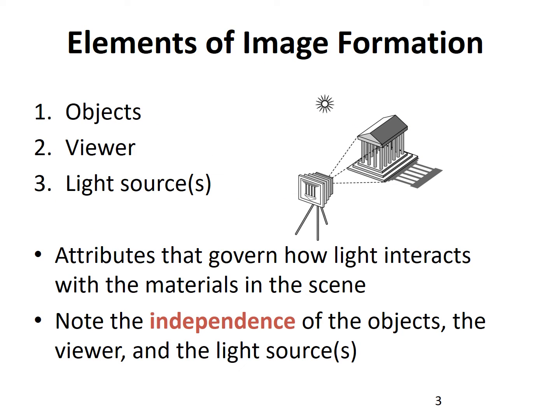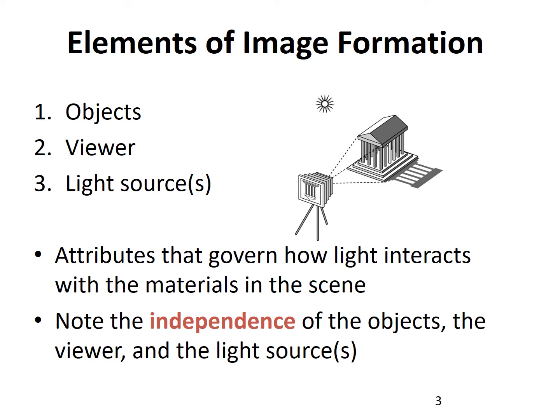There are 3 elements involved in the formation of an image: the objects, the viewer, and light sources. Here we have one object, one light source, and a camera, which is the viewer. The type of image that is formed will depend upon how these 3 elements are placed. For example, if we move our camera over here, we will see a different side of this object. Similarly, if we move the light source, we will see a different type of image because the intensity of light on this object will change. The shadow will also move.